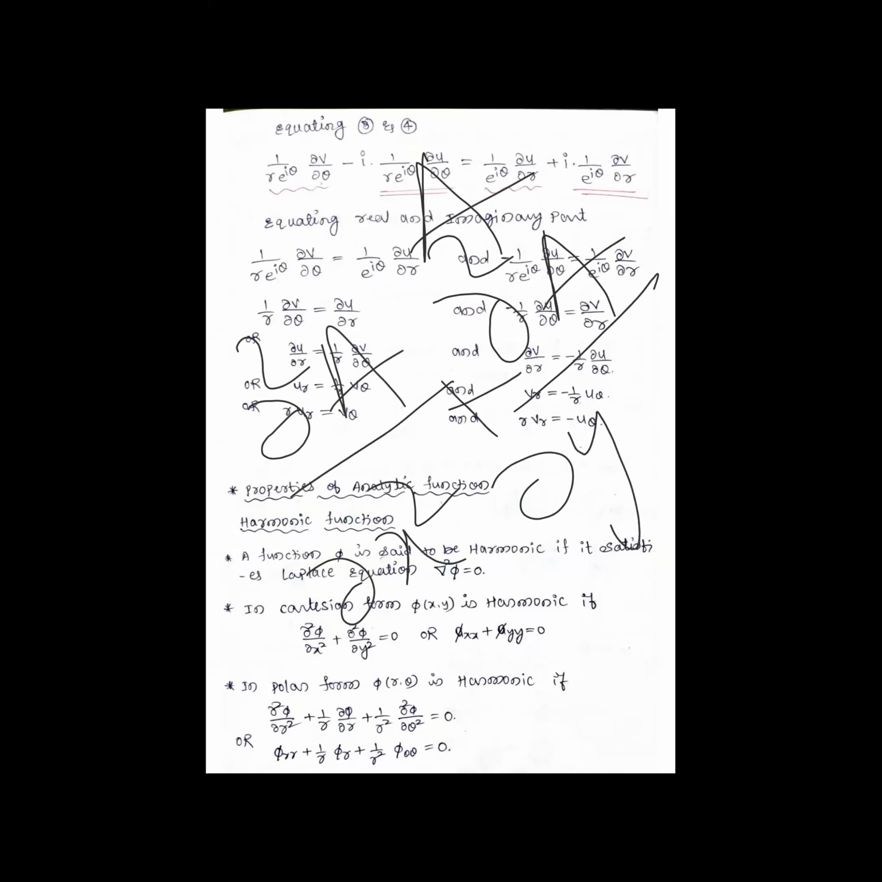If A is harmonic, for example, so if you want to show that A is harmonic, I have to show dou square A by dou x square plus dou square A by dou y square is equal to 0. This I have to show.